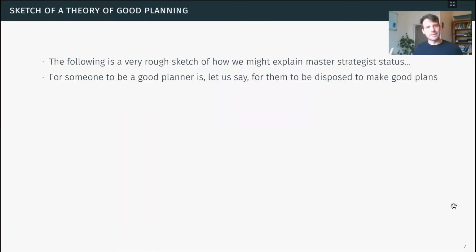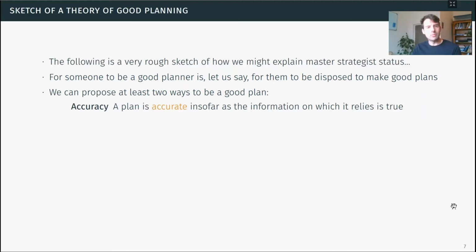So we're going to say that for someone to be a good planner is for them to be disposed to make good plans. There's probably more to it than that, but that seems to be part of what we want to say. So we want to know what a good plan is. And we can propose at least two ways that we can call a plan good. We might say that a plan is accurate. And for a plan to be accurate is for the information on which it relies to be true. So one way to plan well is to amass a lot of accurate information about the world, and thereby to have good information on which to base the actions that you are performing.